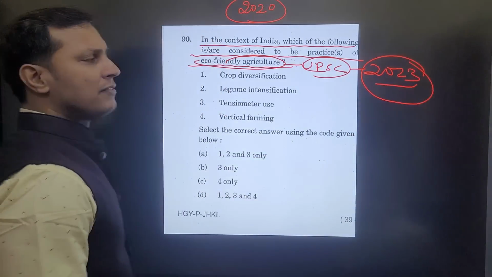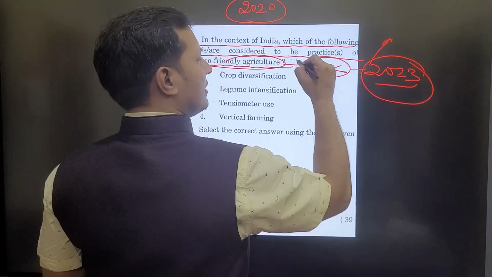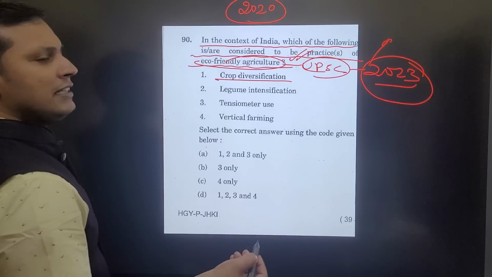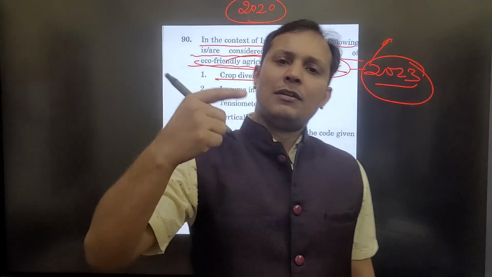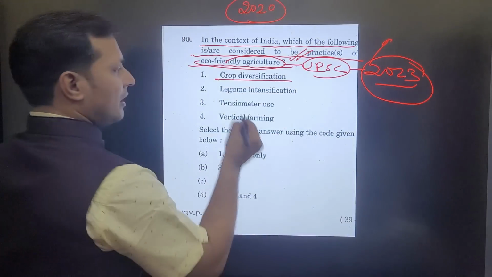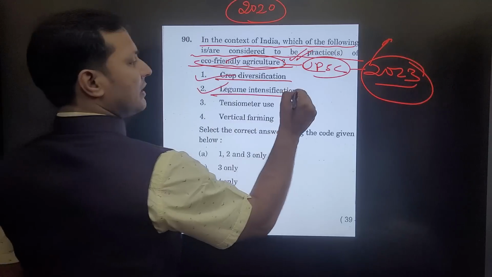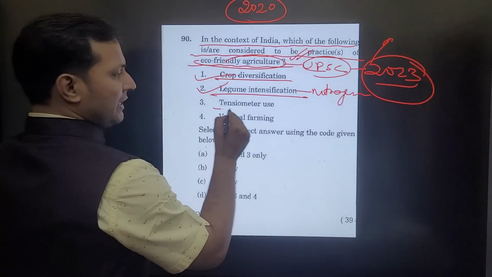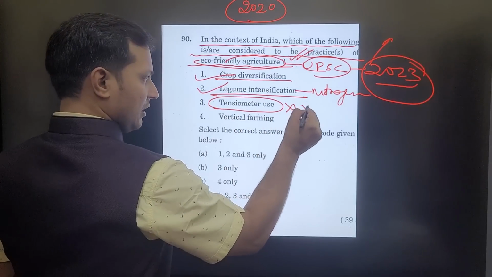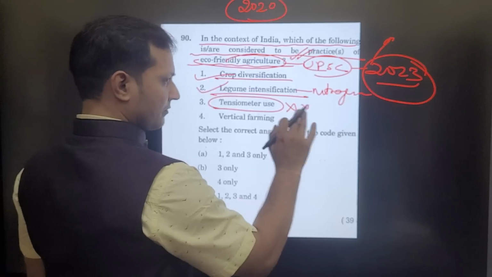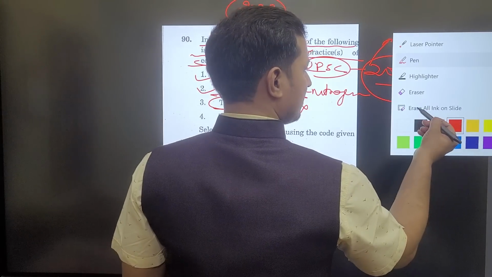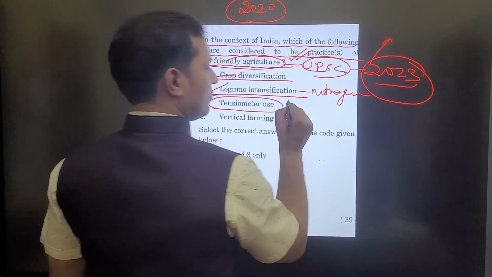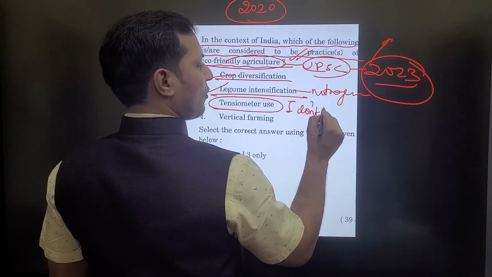Carbon farming, natural farming, organic farming: there is a high chance of these coming. You see, crop diversification obviously is eco-friendly. Monoculture is unsustainable, but crop diversification obviously will come. Legume intensification obviously will come because it leads to nitrogen fixation. Then tensiometer use. We don't know about tensiometer use. Okay, let us just write I don't know. No problem.